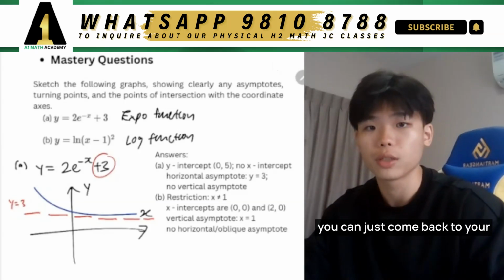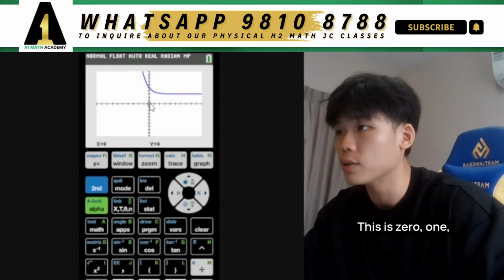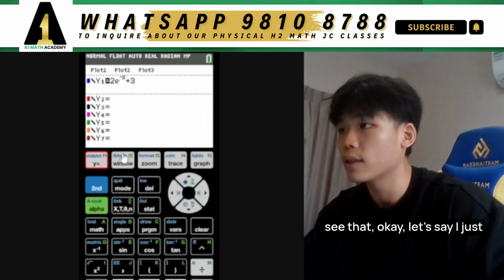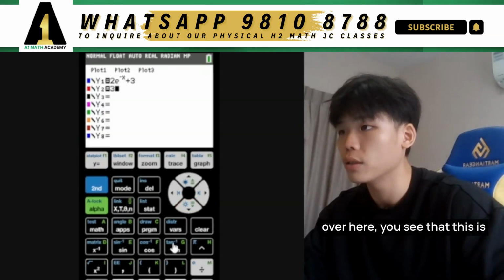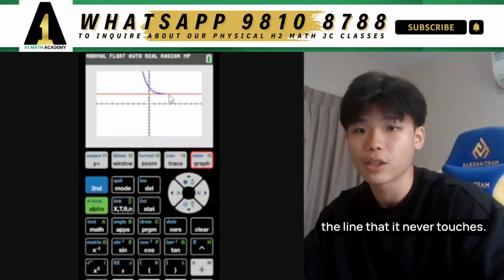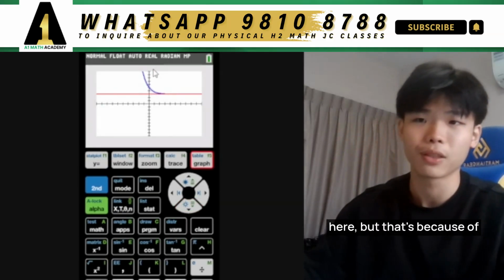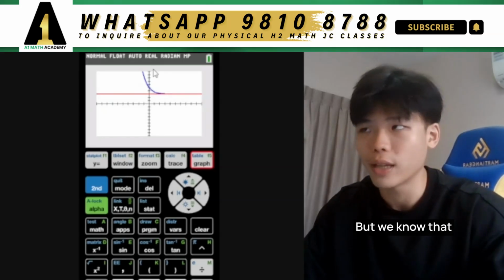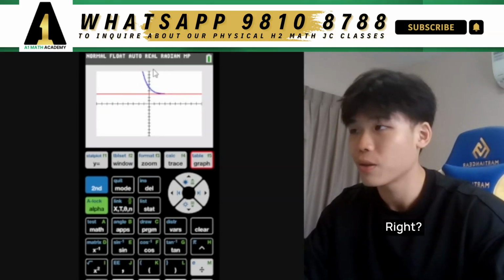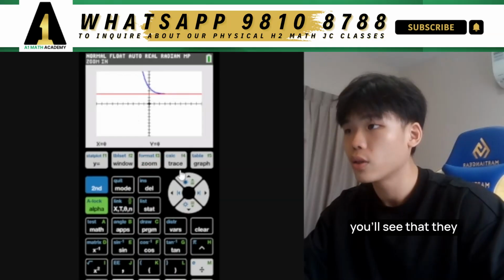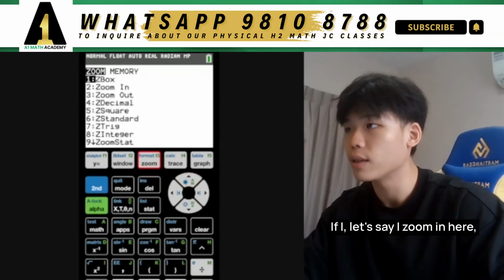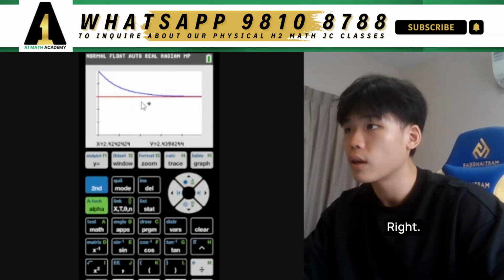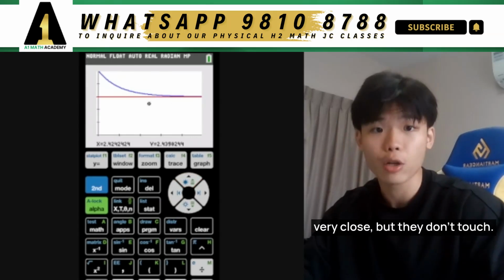But if you are not too sure, you can just come back to your graph here and you count: this is 0, 1, 2, 3, right? And at 3 over here, let's say I just draw a line of y equals 3. You see that this is the line that it never touches. I know it looks like it touches here, but that's because of the restrictions of the graphing calculator. But we know that as mathematicians, it never touches. If I zoom in even more, you'll see that they actually don't touch. Very, very close, but they don't touch.